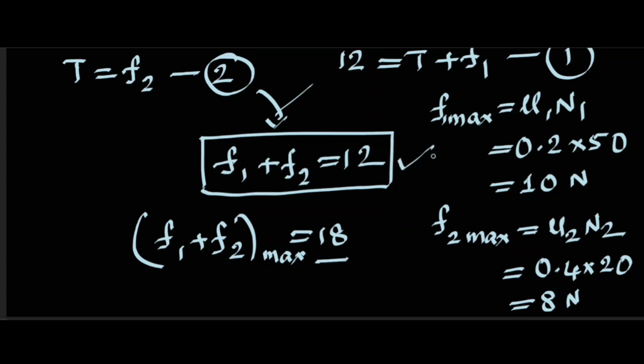So this is very much possible. Up to 18 they can have their sum. But in this particular scenario, when 12 newtons force is applied, F1 plus F2 must be equal to 12 and it is pretty much possible. So conclusion number 1: static friction is sufficient to prevent slipping. Conclusion number 2: the blocks do not move, they are absolutely at rest and the acceleration of the blocks is 0 with respect to ground.